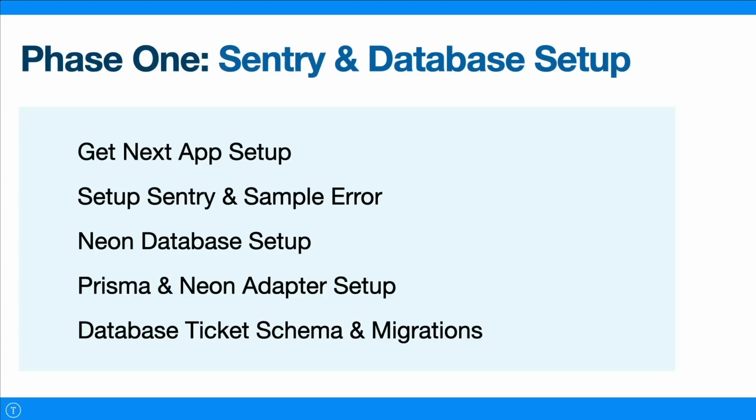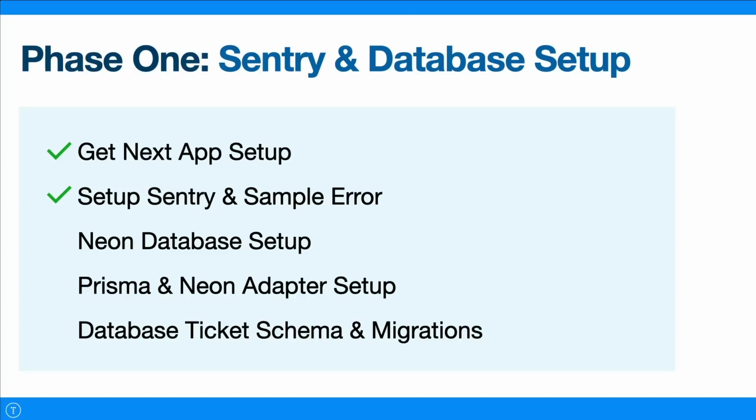So there's 4 phases. The first one is going to be setting up Sentry and our database. Okay, we're using a Neon Postgres database. So number 1, we'll get our Next app up and going. So create Next app, very simple. You guys know that, most of you. Number 2, we'll set up Sentry, which is really simple.